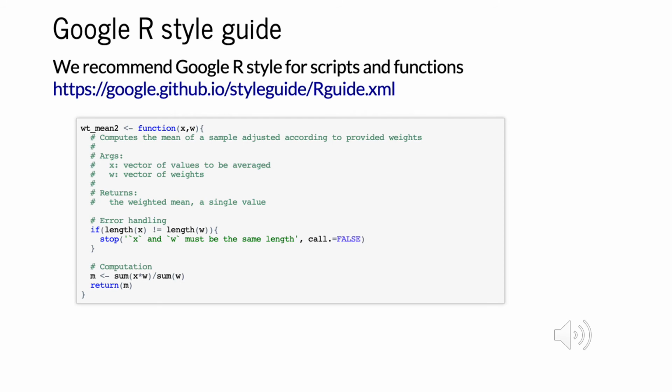We recommend Google's R style guide when writing scripts and functions. For functions, you'll note that we use comment lines to verbally explain what the function's doing, to define what the arguments are, and also what the function is returning. This style also includes error handling labels and also a label to explicitly locate where the computation is being done.